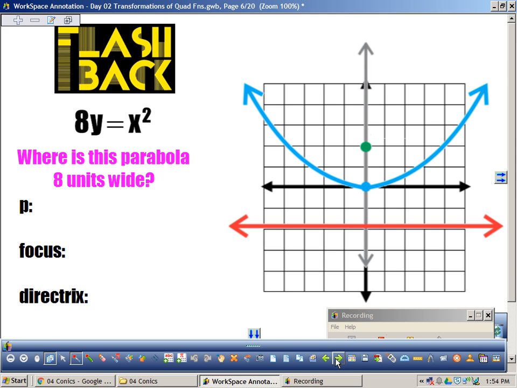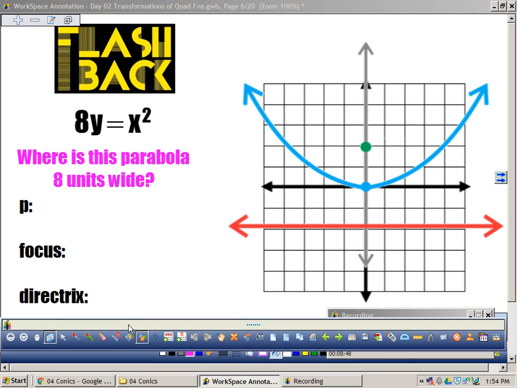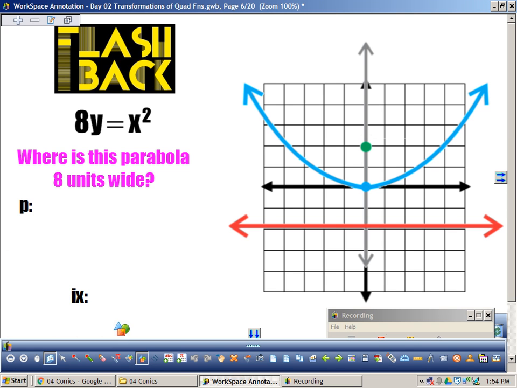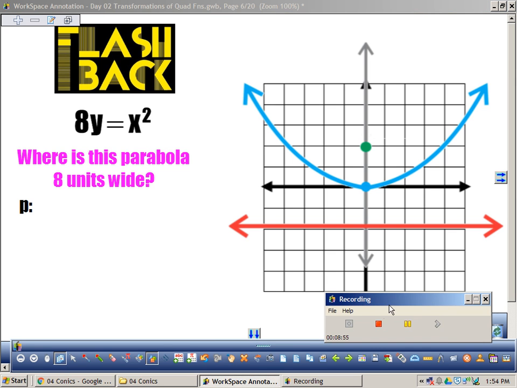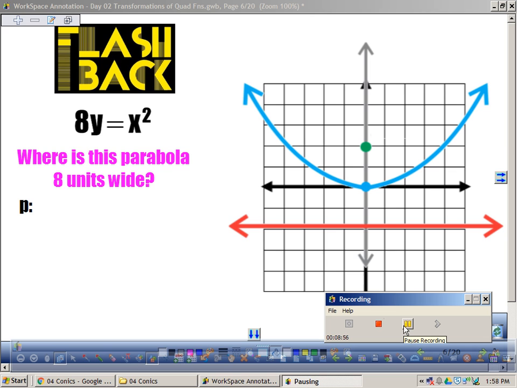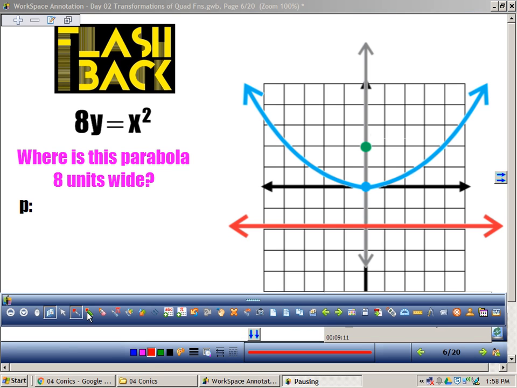Okay. Flashback. So this is what we were doing yesterday. I would like you guys to discuss with your tables and tell me what P is. As I walk around, I can see that almost everybody agreed that it was 2. So Treya and Philip seem anxious to tell us how they figured this out. Let's listen to what they have to say.